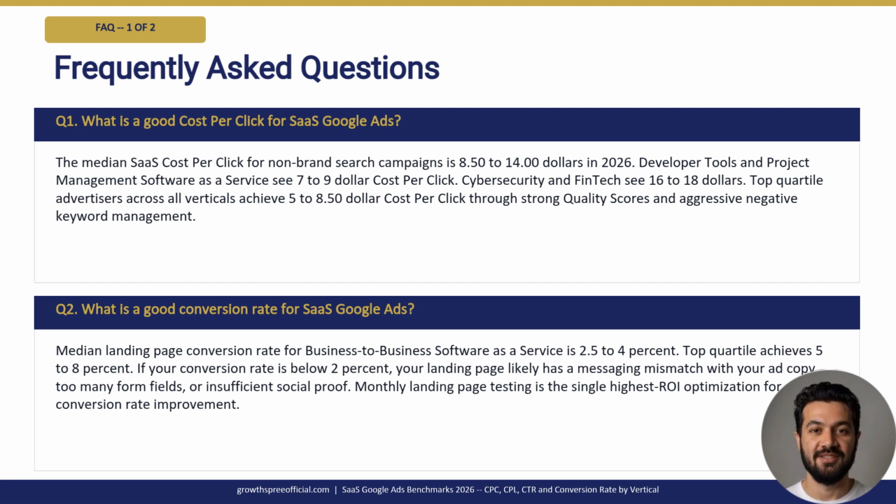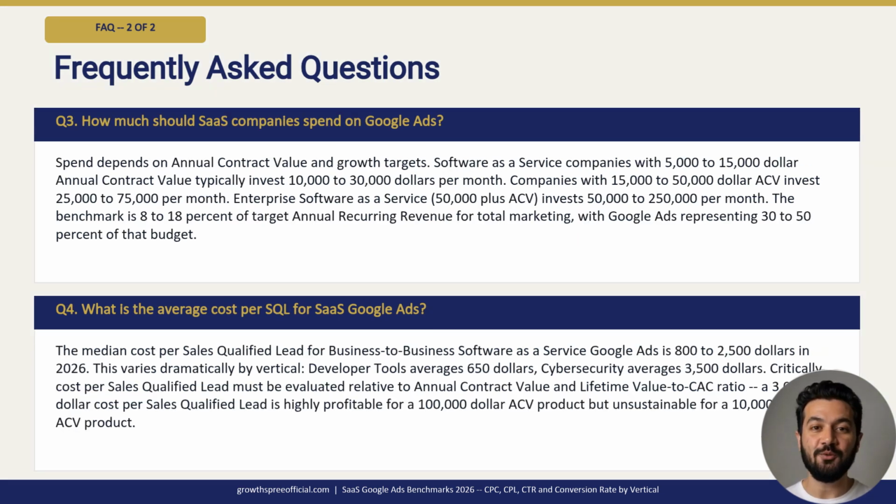2 common questions. What is a good cost per click? Median for non-brand search is $8.50 to $14. Developer tools and project management software as a service see $7 to $9. Cybersecurity and fintech see $16 to $18. What is a good conversion rate? Median is 2.5 to 4%. If you are below 2%, the issue is usually a messaging mismatch, too many form fields, or insufficient social proof on the landing page.